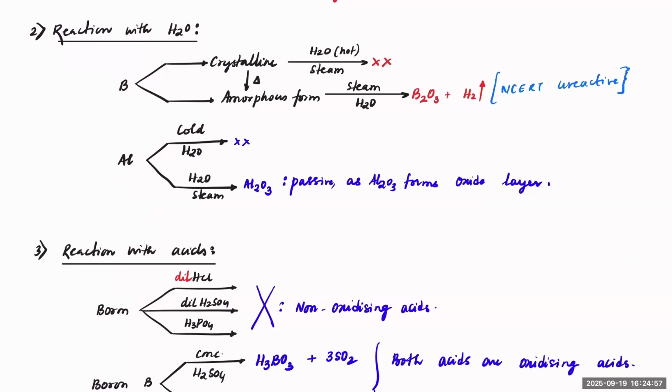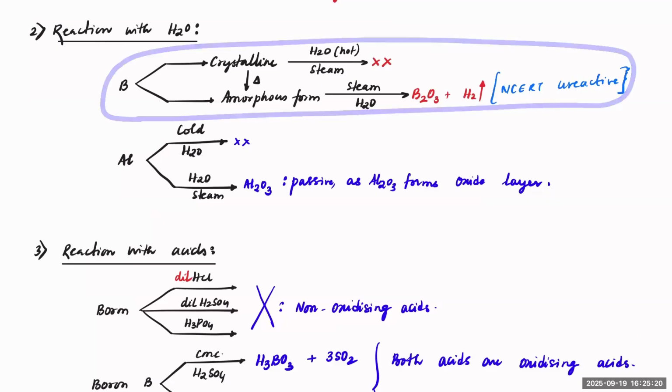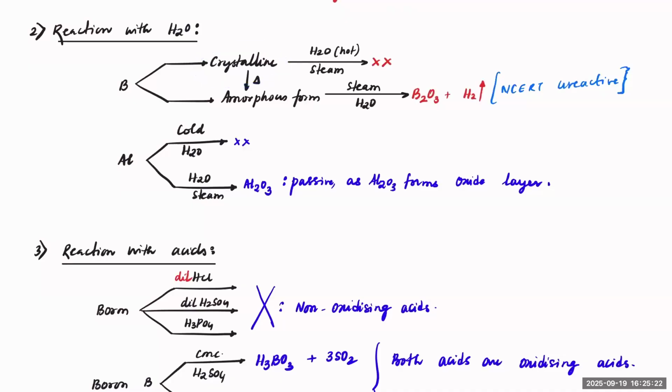Now, how do these group elements react with water? See, boron in crystalline form does not react even with hot water or steam. But once it becomes amorphous, probably in powdered form, it will react with steam and form B2O3 and release H2 gas. But as per NCERT, it is mentioned that boron is unreactive, maybe taking into account that the crystal is not reacting. Aluminium, on the other hand, has no reaction with cold water. But with steam, it becomes Al2O3. Again, Al2O3 will form a passive layer.